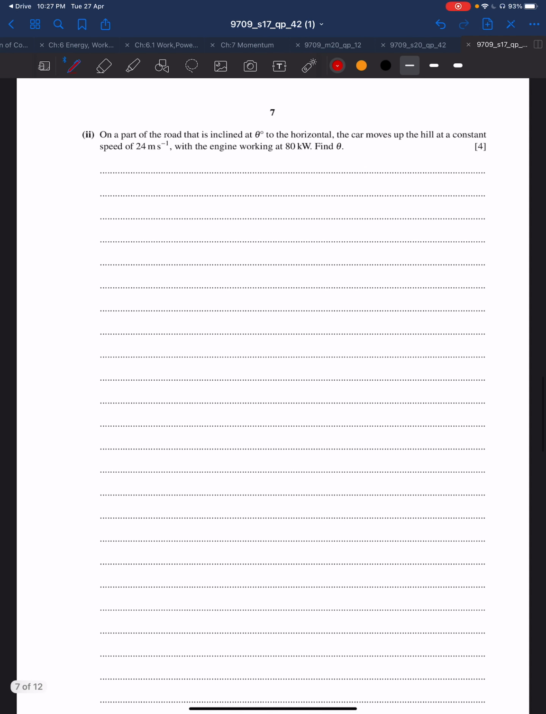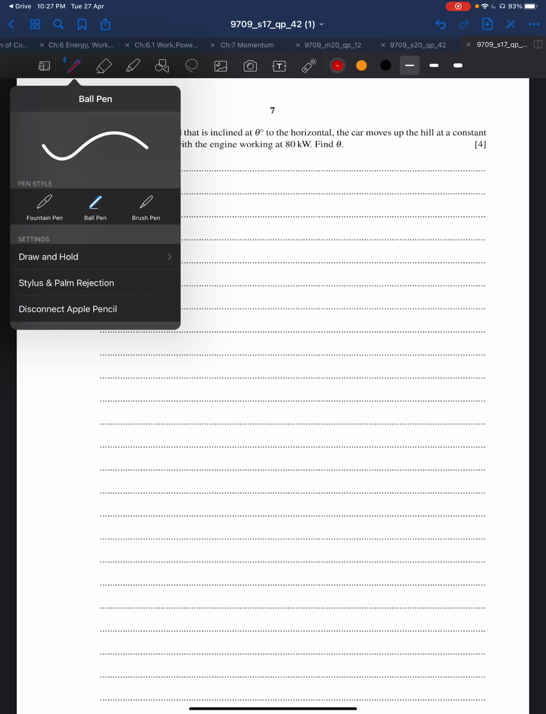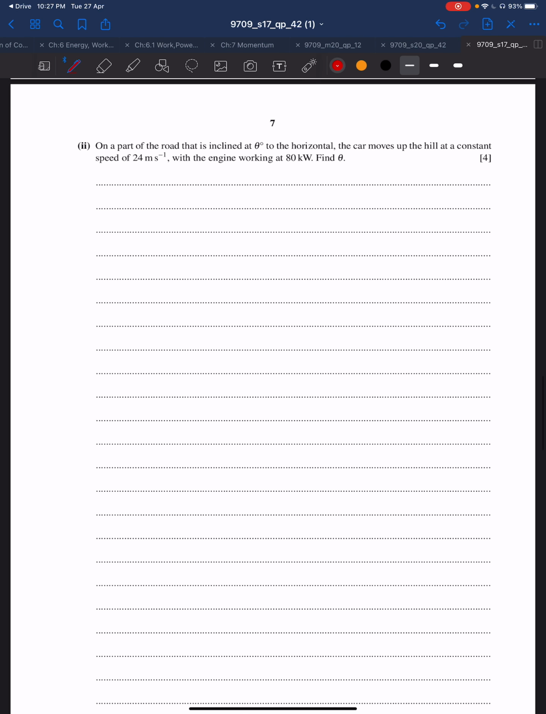this is on a part of the road that is inclined at theta degree to the horizontal. Okay, just wait, there's some problem. Okay, this is the inclined surface with theta degree. There is the object.